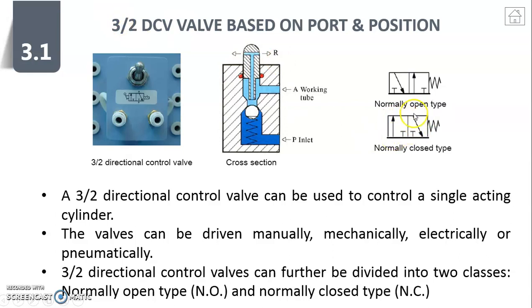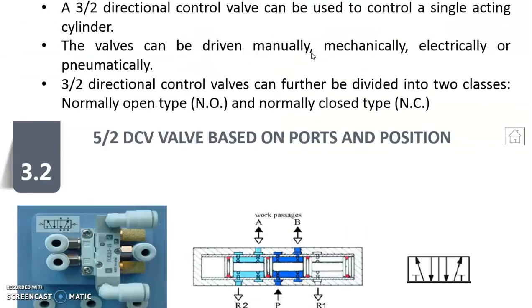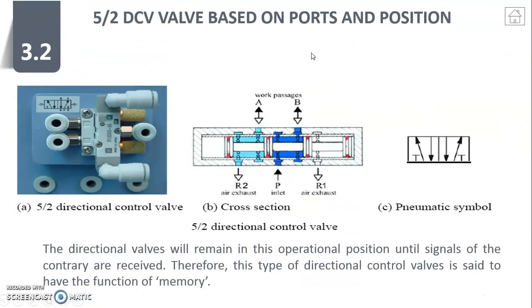Number of ports is how many openings you have in your valve. If it has 3 openings, with 1 as power, 3 as your vent and 2 as your output, then it is said to be a 3x2 direction control valve. The remaining construction was explained in the previous slide itself. And then we go to the 5x2. The construction-wise it is a spool type 5x2 DCV valve.